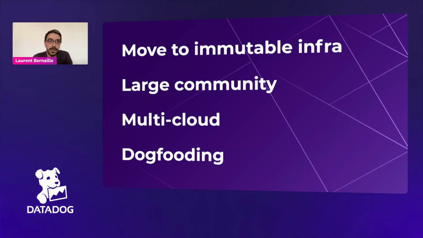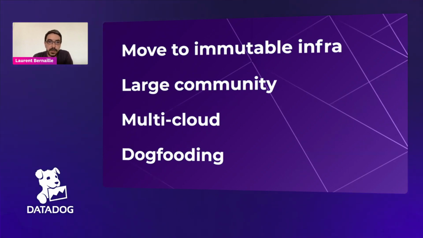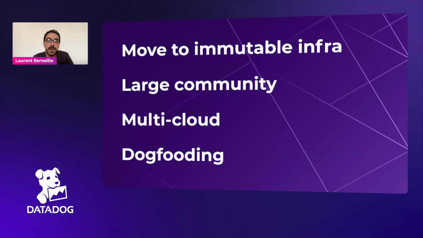So the first one is, as I was saying before, we were using Chef, and so we were not having the benefits of immutable infrastructure. So moving to containers was a big move for us. Also, we were moving to multi-cloud, and so we wanted to have an abstraction that would make the difference between the clouds as small as possible, so applications could deploy across different cloud providers in an easy way.